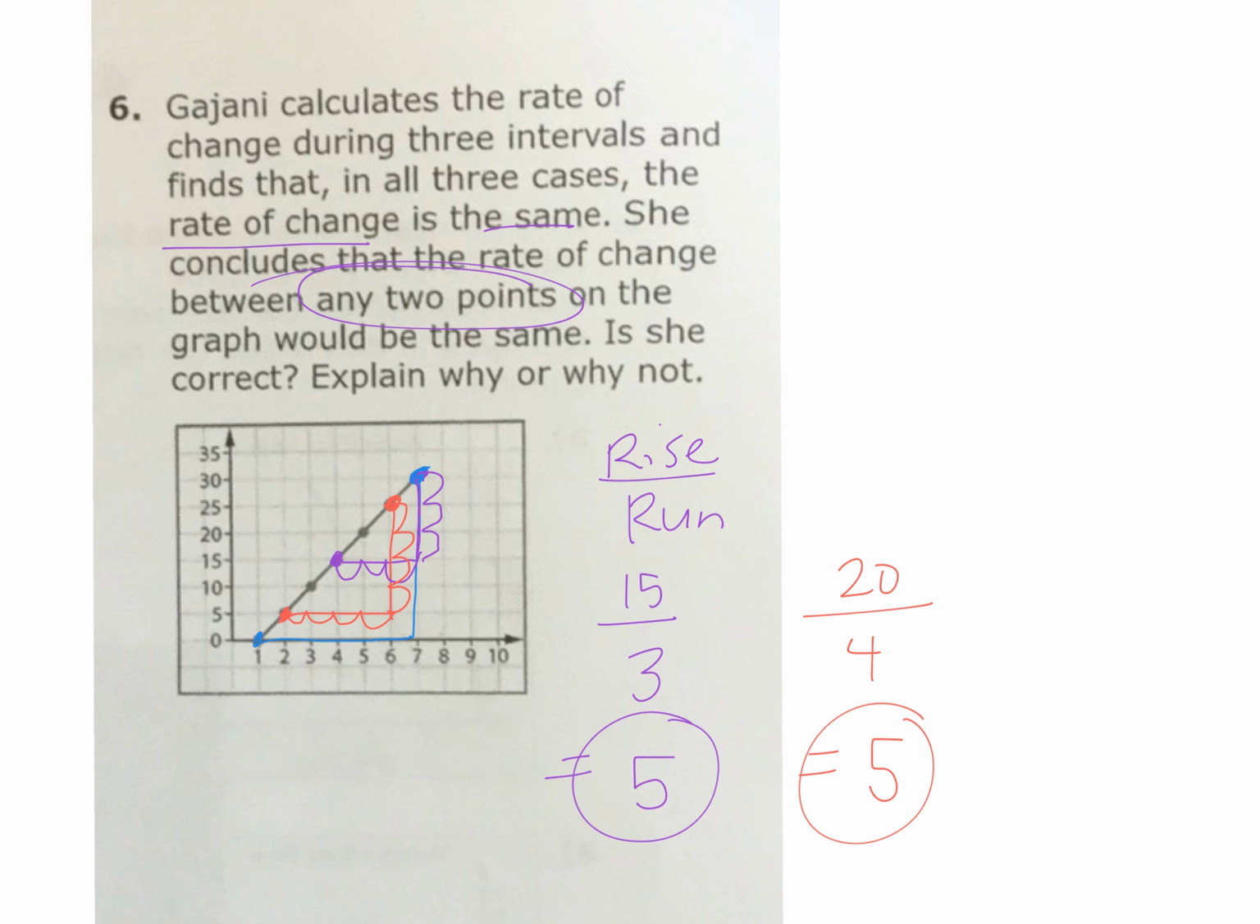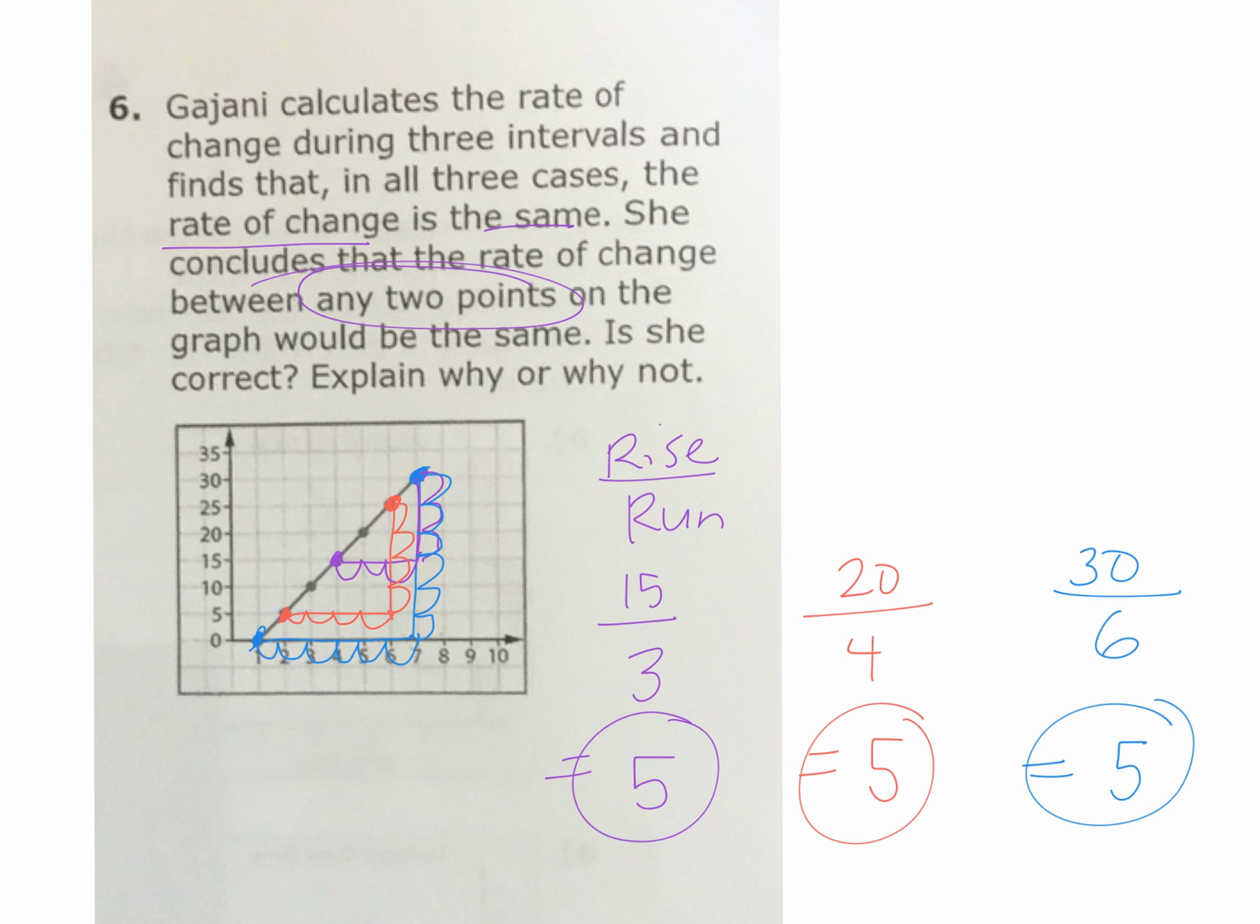The last 2 points I chose were this one and this one. I'm going to count the rise. 5, 10, 15, 20, 25, 30. Over. 1, 2, 3, 4, 5, 6. What's 30 divided by 6? So I picked any 2 random points to find the rate of change.